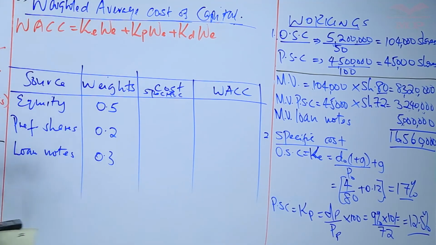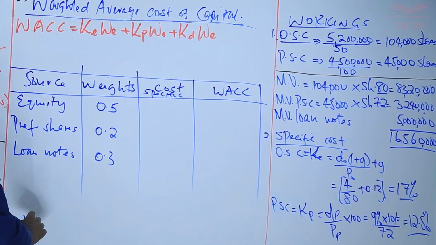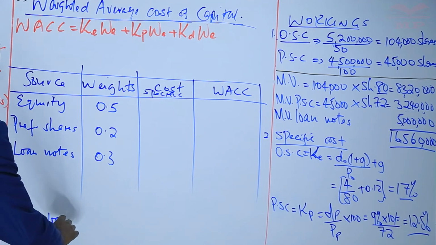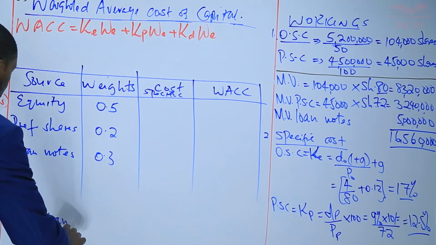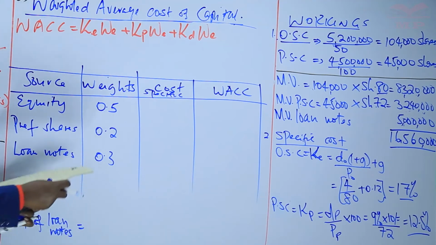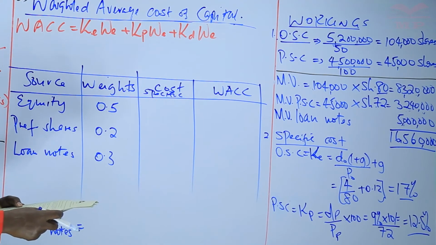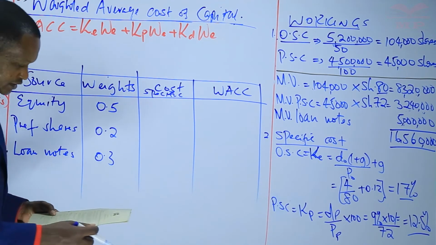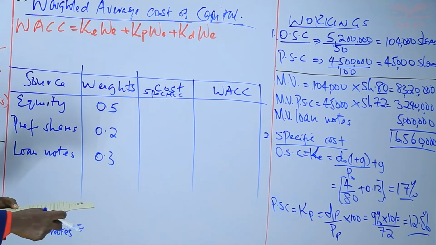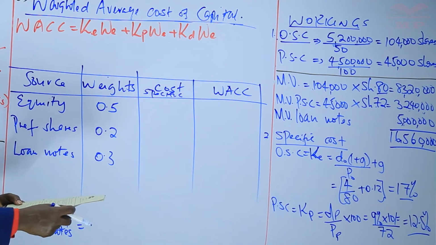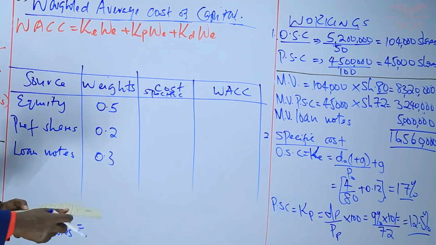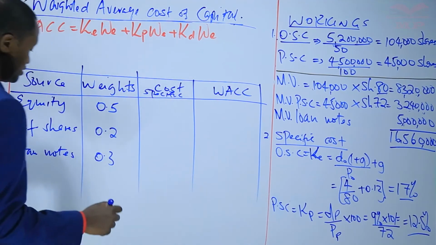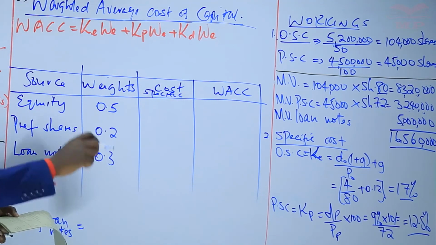How about the cost of loan notes? I'll continue my working here. Cost of loan notes, candidates, the cost is 14%. 14% loan notes. And in note number 3 we read the loan notes are quoted at par, which means the loan note cost is still 14%.